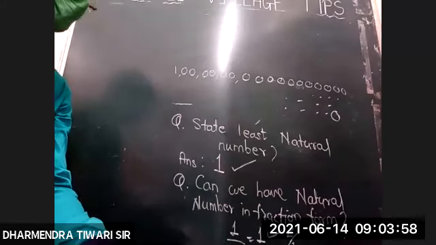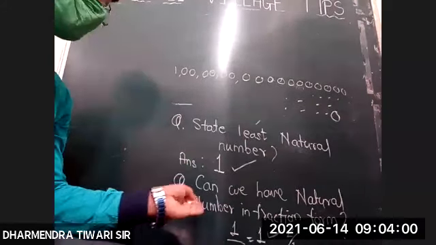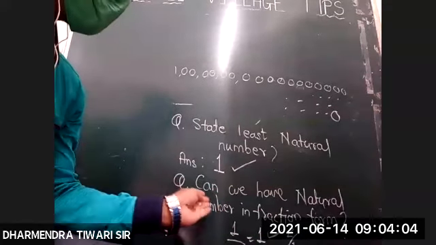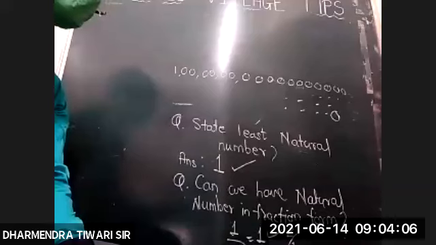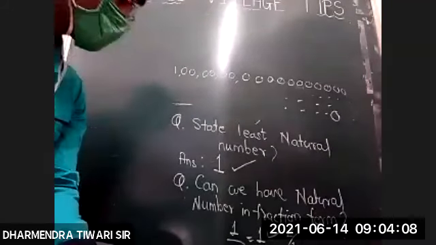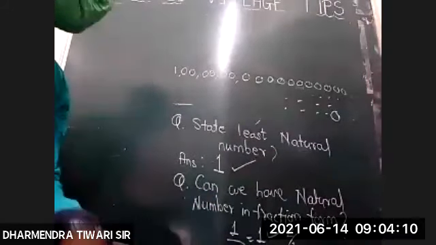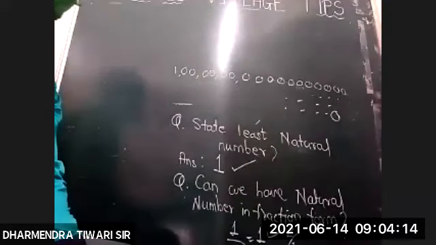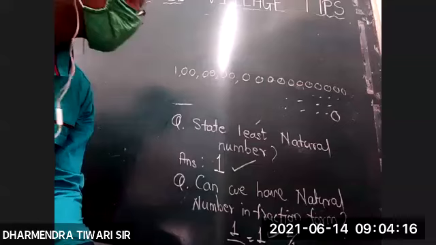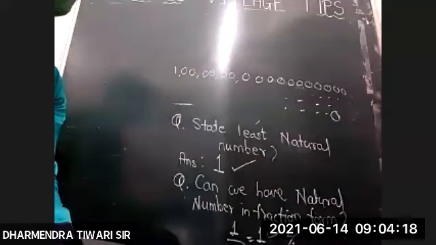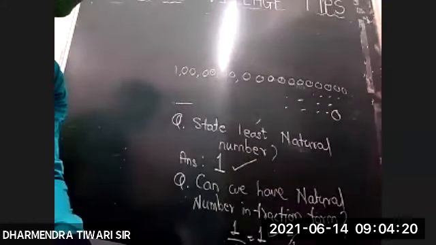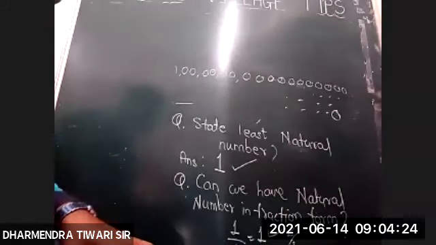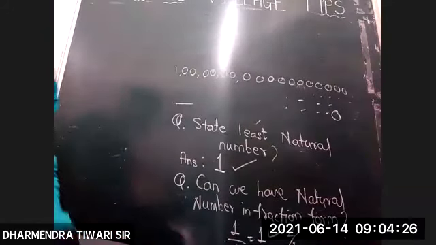When it comes to a question of natural numbers in fraction form, we always consider denominators other than 1. So whenever anybody asks you, can we have a natural number in fraction form, say no, it cannot be in fraction form, because a natural number has an exact number form. It does not take any decimal form. And it exists only if the denominator is 1. You can state the answer this way.